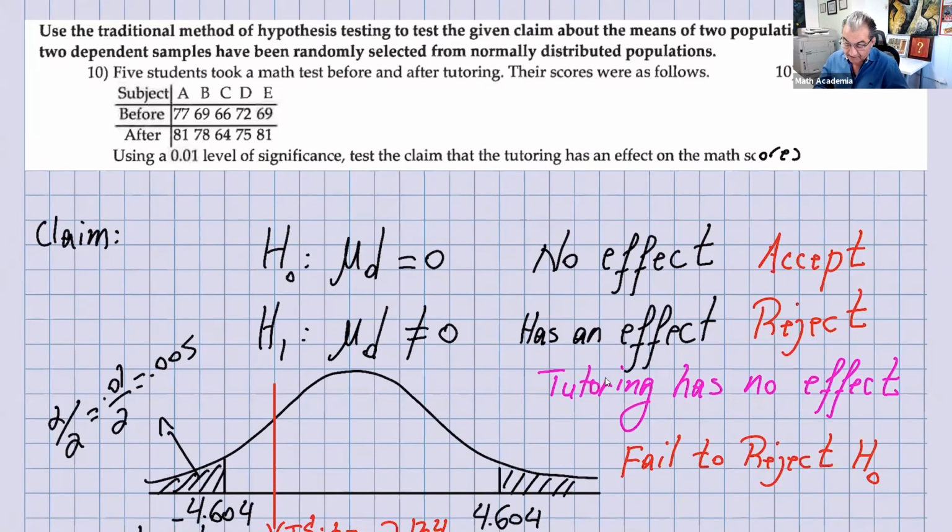Now when it says has an effect, be very careful. The effect can be negative or positive. It doesn't say if it's effective or not effective. Has an effect, we don't know if it's positive or negative. So when you write the claim, you're going to write mu sub d not equal to 0. If mu sub d is not equal to 0, that means it has an effect. And here we don't really want to know positive or negative. So that's the claim. H0 is mu sub d equals 0. So here, no effect. And if this claim takes over, then it has an effect.